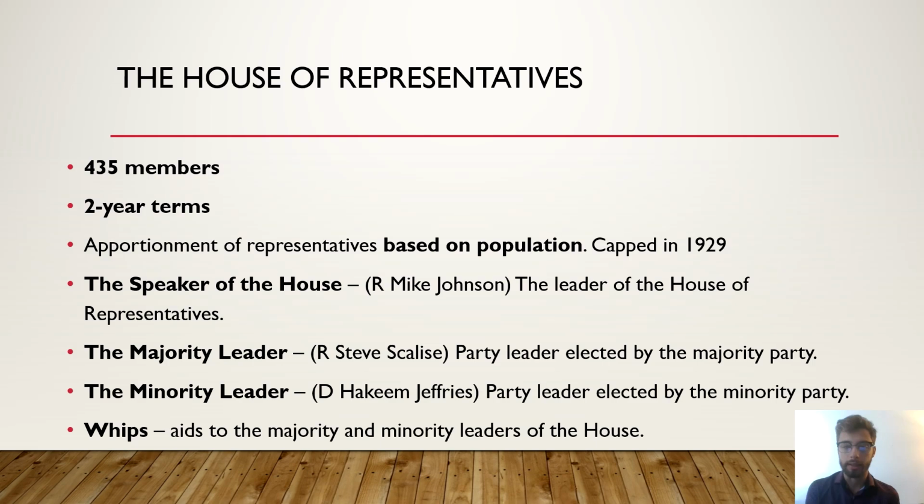So let's look at these two bodies. Who leads the two bodies at large? We see the House of Representatives. Remember, that's the body with more representatives, that is more representative of the will of the general public. We have 435 members. Each of these members will serve 2-year terms. We will have the apportionment of representatives based on population, which was capped in 1929.